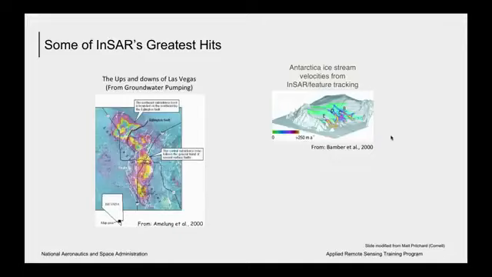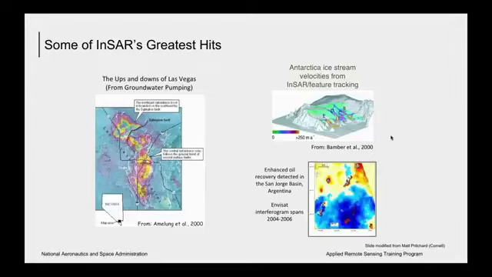This is another image showing velocities of ice streams in Antarctica. This is actually a combination of SAR interferometry and another method called feature tracking, which we didn't cover in this introduction, but it's a way of measuring large motions. And this is an example of detecting ground motions that are due to enhanced oil recovery in Argentina, done by Matt Pritchard using Envisat data.